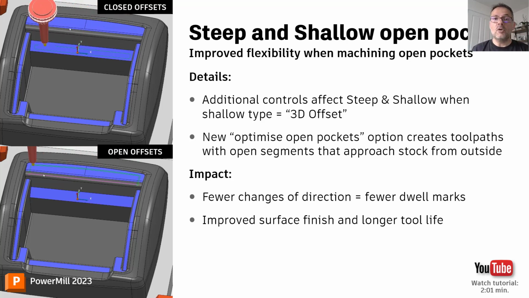Well, because these are open offsets, there's a number of benefits. First of all, there are fewer changes of direction in the toolpath, so that should see an improvement in the quality of the surface finish because there's less likelihood of a dwell mark appearing on the part. But also, because we're machining the part from the open edge, there may well be some noticeable improvement in the tool life. There's less tool wear because there's less heavy cutting happening. So the net effect here is better quality parts and ideally reducing the costs associated with consumables like tooling.